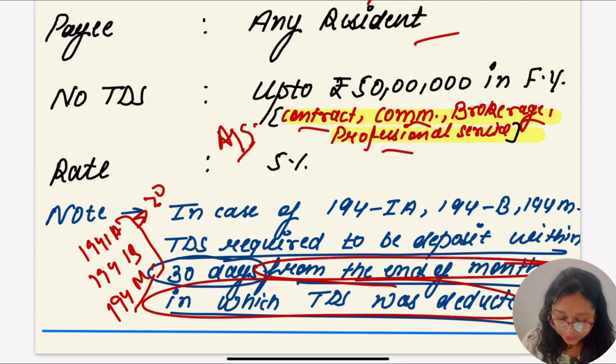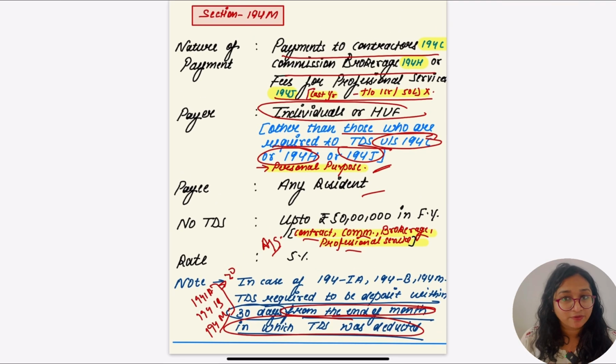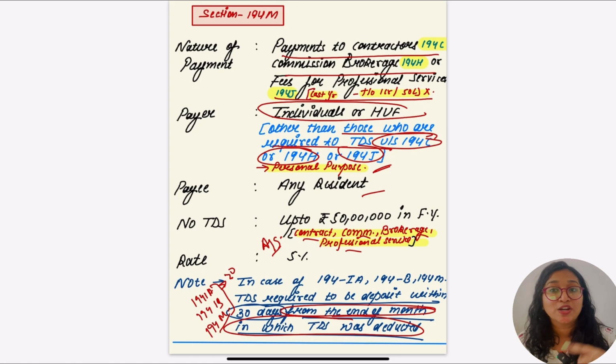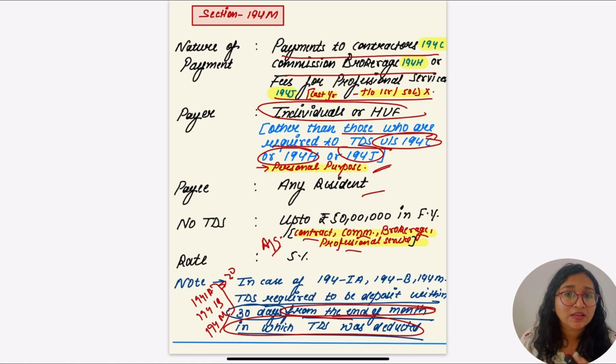Okay, hope you get my point. We did 194M. Those who are not covered under section 194C, H, J are going to be covered in this section, and the rate is going to be 5%. What is the limit? 50 lakh, aggregate of these things in a financial year. Okay, hope you get my point.